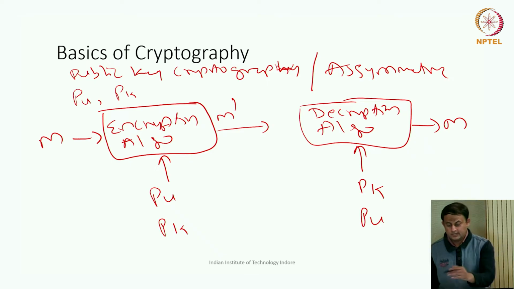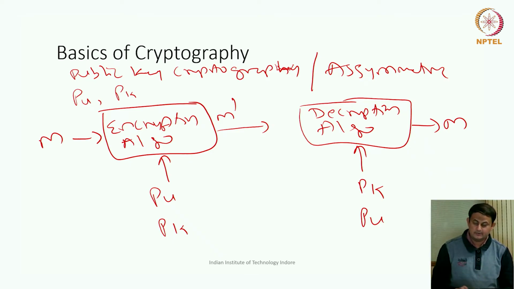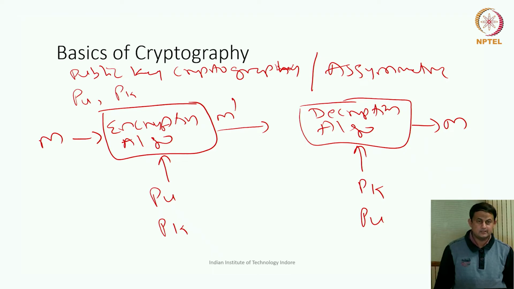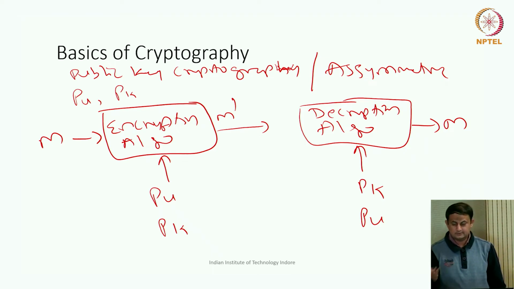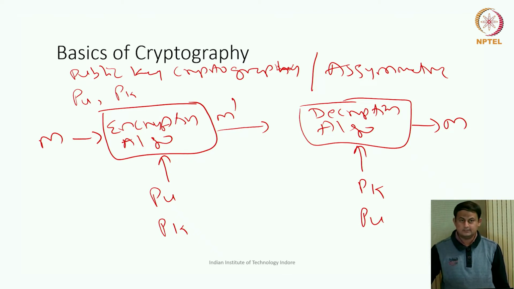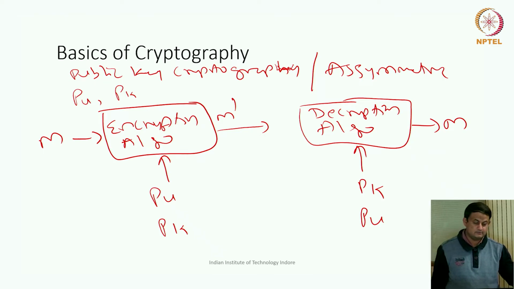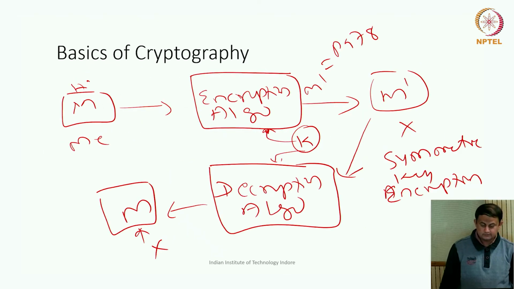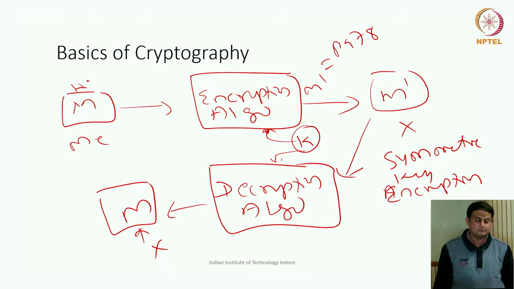How to derive this public key and private key pair is a different story. There are some methods with which you can actually derive such public and private key pairs. So assuming they are there, this is what the setup is. You use one key to encrypt the message and the other one to decrypt the message, unlike the previous case, where K is a common key for both decryption and encryption.